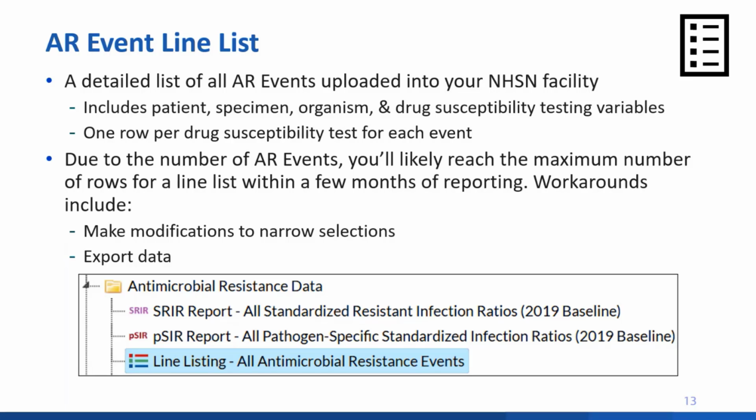It will display one row per drug susceptibility test within the panel for each event, which means that due to the number of AR events that you report, you will likely reach the maximum number of rows that can be displayed when you run the default HTML report within the first few months of reporting. You can work around this by making modifications to narrow your selections to a specific time period or a specific organism, for example, or you can export your data into Excel or SAS, which is what we recommend.